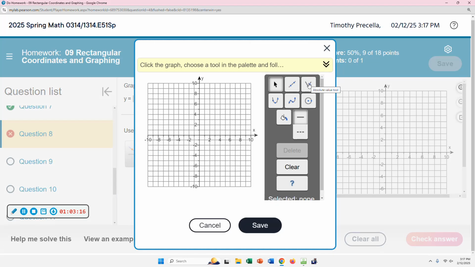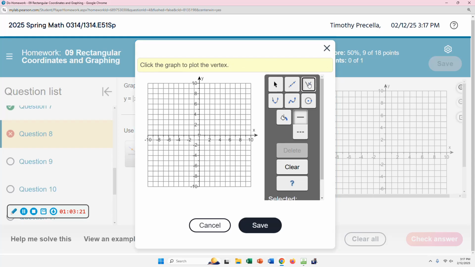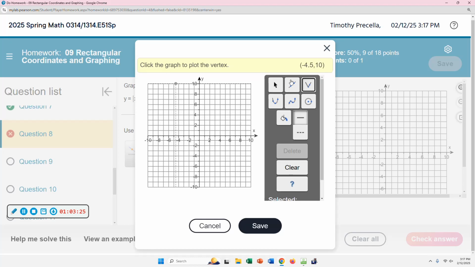It's a V shape, and if you hover, it says absolute value tool. Click it, and they want the vertex. -4, 0 was the vertex. -4, 0. And now we need another point. Our other point is 1, 5.